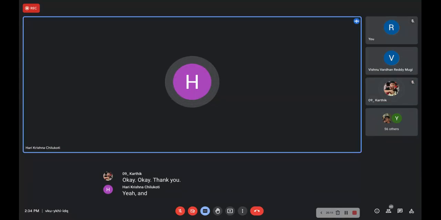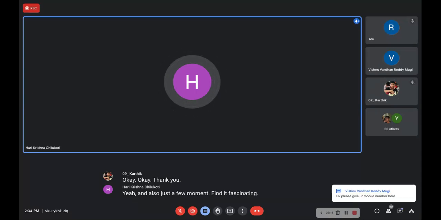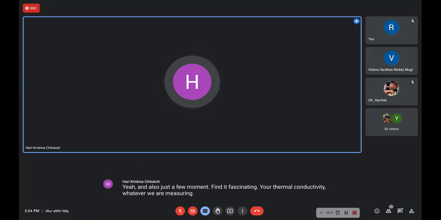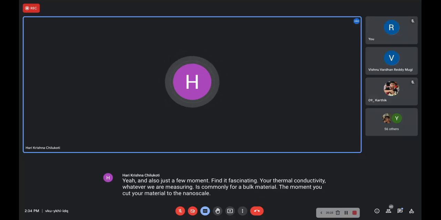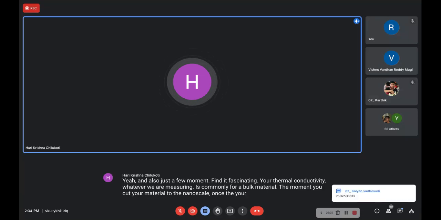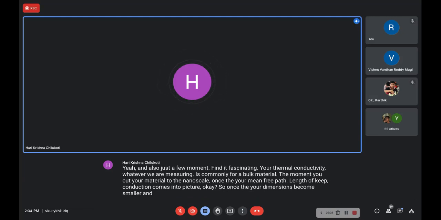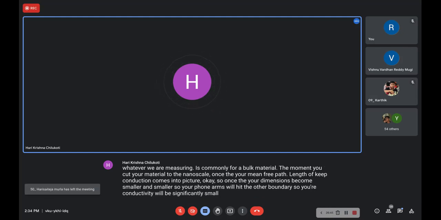Yeah, and also, you might find it fascinating, the thermal conductivity that we are measuring is commonly for a bulk material. The moment you cut your material to the nanoscale, the mean free path length of heat conduction comes into the picture. Once your dimensions become smaller and smaller, your phonons will hit the boundary, so your conductivity will be significantly smaller.